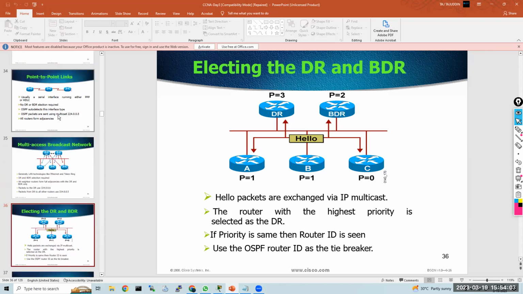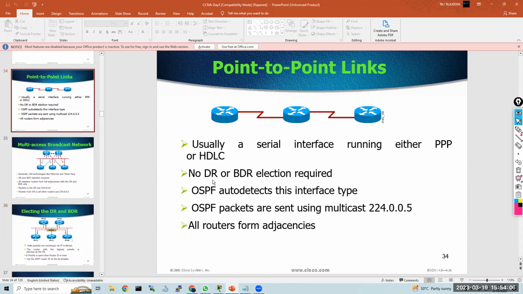When you have point to point, usually no DR and BDR election is required. This is the topology, right, what we have connected? Got it? Yes. Okay, now we will do the multi-area lab.